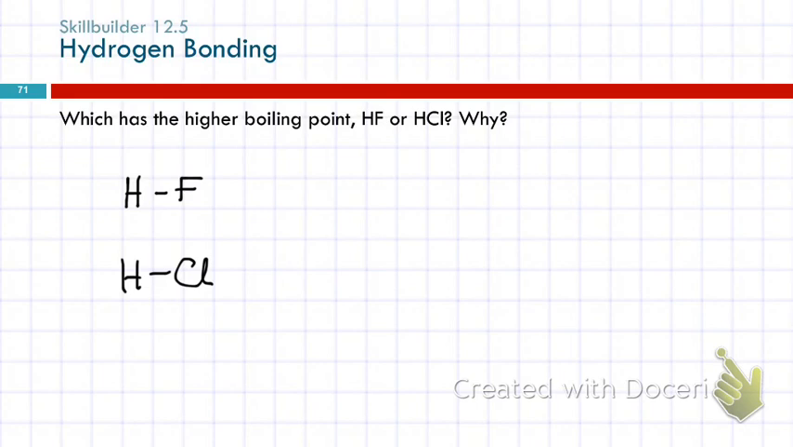Does either of these have hydrogen bonding? Yeah, HF does. Fluorine, oxygen, or nitrogen, phone, home, H, hydrogen. So this has hydrogen bonding, which is extra strong. So this has the strongest intermolecular forces, which means you have to get it to a much higher temperature before it can break loose. So HF has the higher boiling point.